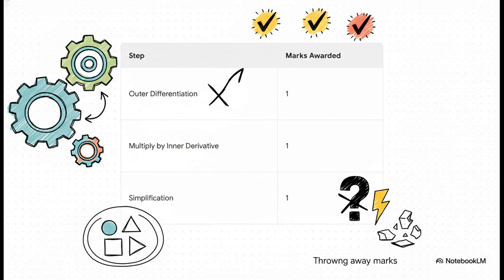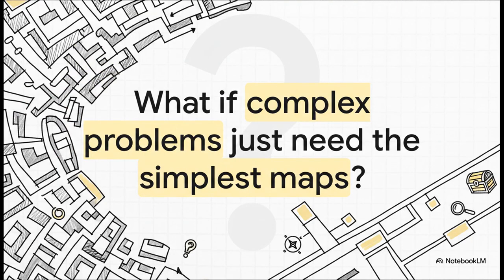This proves that the process is the whole point. If you try to jump to the end, you are literally throwing away easy marks, even if you magically get the right answer. And that kind of brings me to a final thought here. We just took a problem that feels really complex and made it totally doable with a simple little map. It makes you wonder, right? How many other big, intimidating problems out there are just waiting for us to find the right, simple map to solve them?